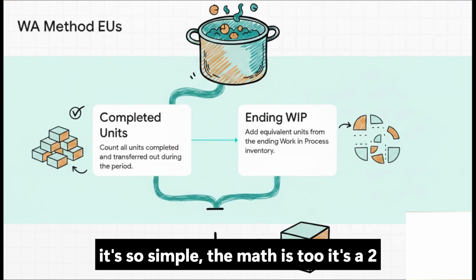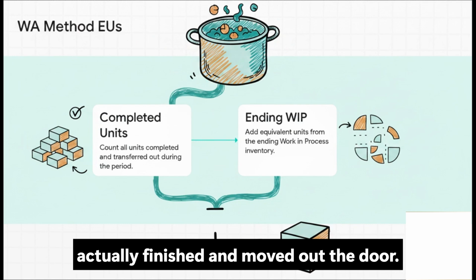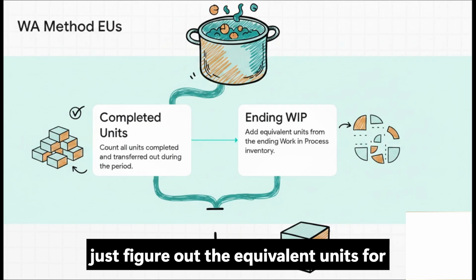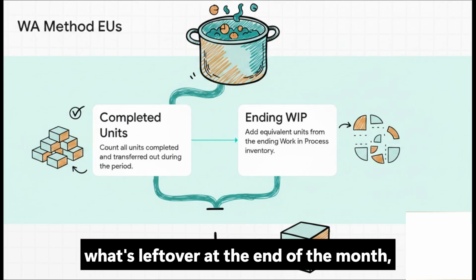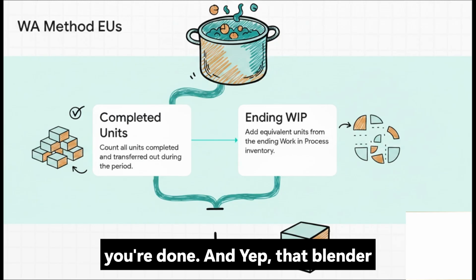And because it's so simple, the math is too. It's a two-step deal. First, you take everything you actually finished and moved out the door. Those are 100% done, obviously. Then you just figure out the equivalent units for what's left over at the end of the month. Add those two numbers together, and boom, you're done.